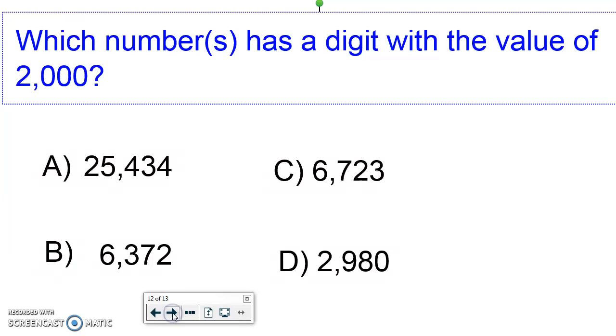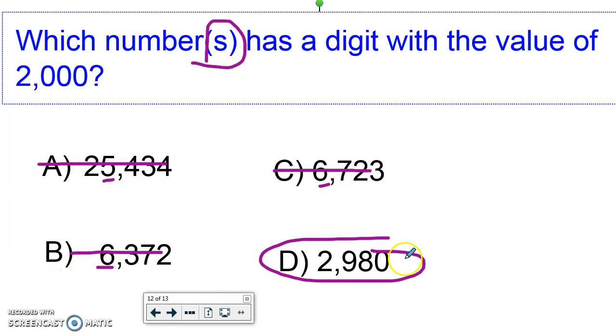All right. Which number or numbers again, ooh, there's our tricky S, has a digit with the value of 2,000? Go ahead and pause the video, try and figure it out, and then when you're done, unpause. Okay, 2,000. You should be back now. This is the thousands place. A cannot be the right answer. Thousands place is a 6. Wrong. 6. Wrong. D, once again, is the correct answer.